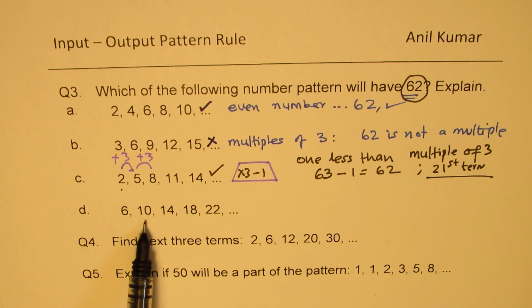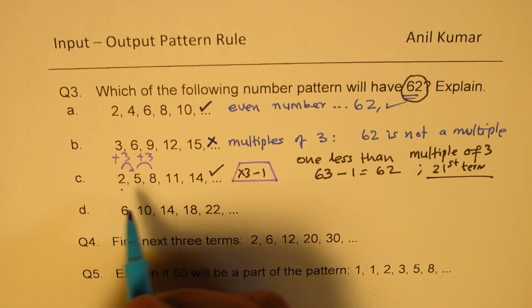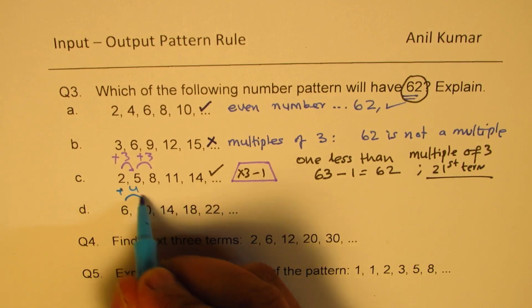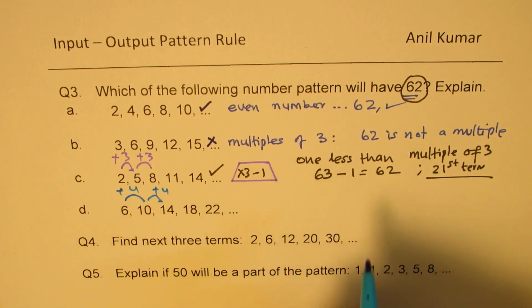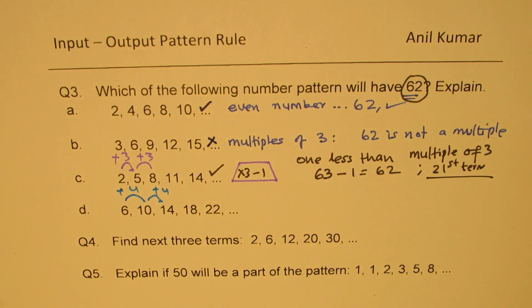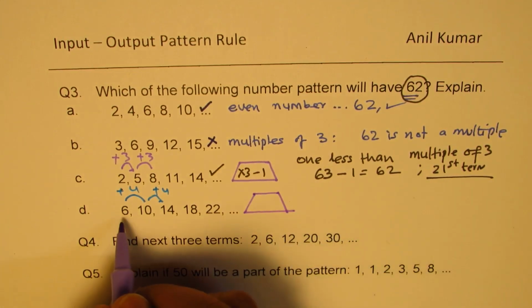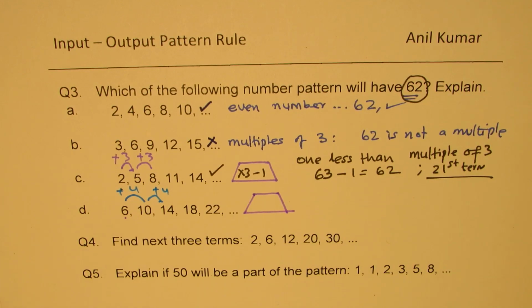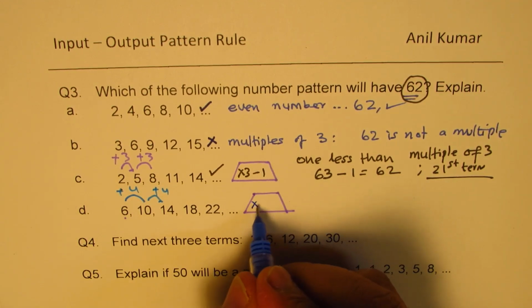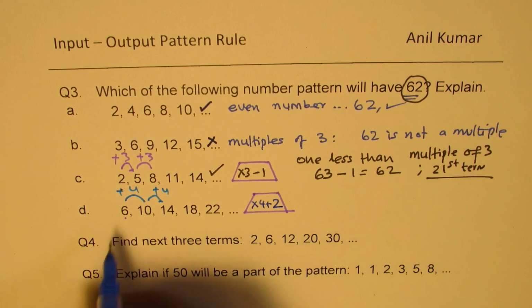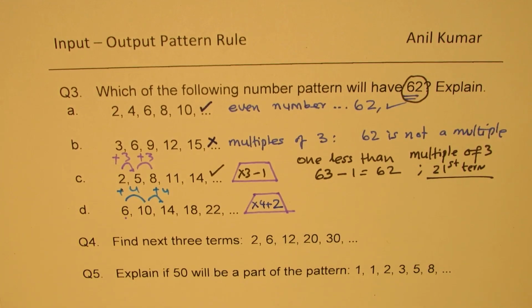Next one is 6, 10, 14, 18, 22. Now here, what is happening? We are adding 4, right? So we are adding 4. So what is going to be the rule this time? Times 4 and then what? Add 2, because you have to get 6 from the first term, right? So it will be times 4 plus 2, correct? To get 6, times 4 plus 2.